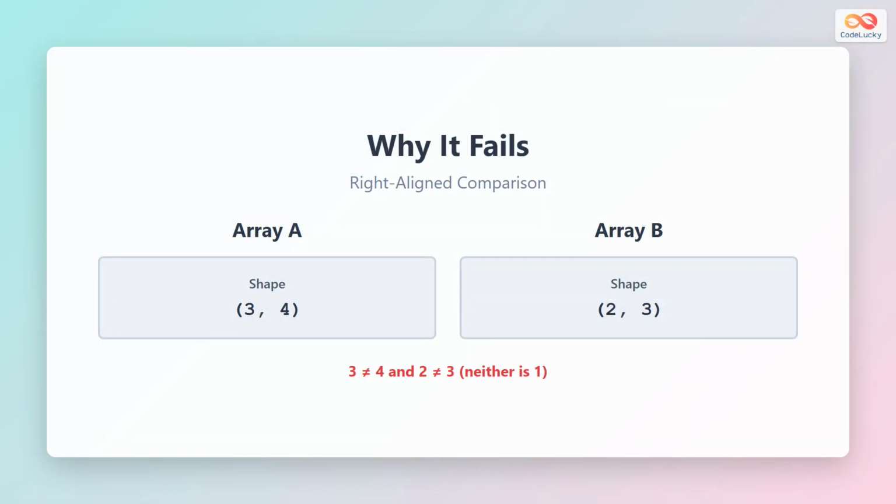Let's analyze why this operation fails. Broadcasting compares dimensions from right to left. Array A has shape 3x4 and array B has shape 2x3. Comparing the rightmost dimensions, we have 4 and 3. Since 3 does not equal 4 and neither is 1, the first rule is violated. Moving left, we have 3 and 2. Again, 3 does not equal 2 and neither is 1. Because both dimension pairs fail the compatibility test, broadcasting cannot proceed.